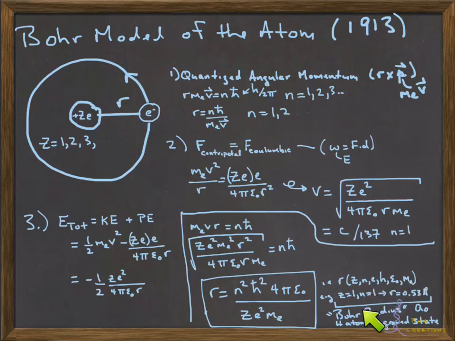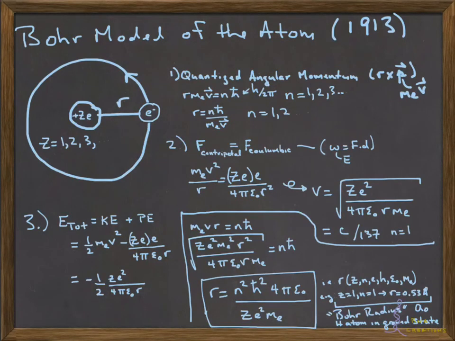We can then go ahead and calculate what's commonly referred to as the Bohr radius, a naught, which is for the hydrogen atom in the ground state. Hydrogen has an atomic number of 1. The ground state has n equals 1. When all of these values are substituted into this equation, we end up with a value of r equal to 0.53 angstroms.